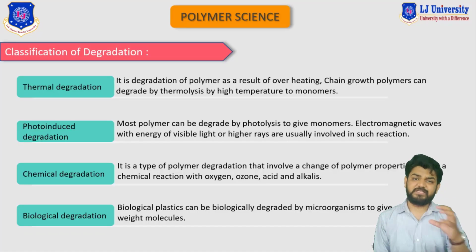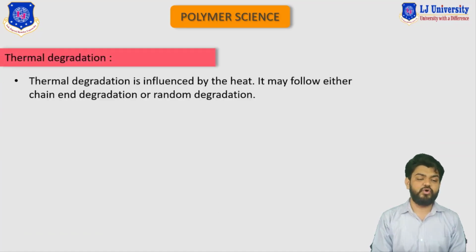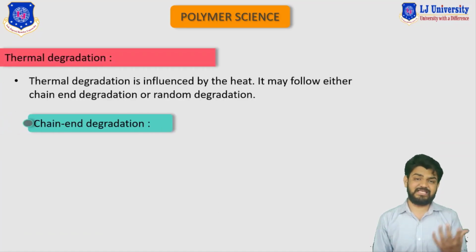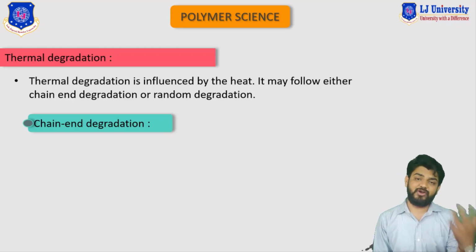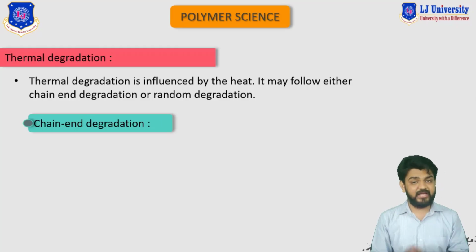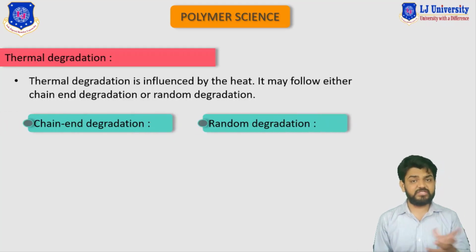Now let's specifically focus on thermal degradation first. So here on the screen you can see that this thermal degradation may follow either of the routes. That means it can be the chain end degradation process, or it can be the random degradation process. So now let's see how these two phenomena are covered in this thermal degradation process, or how the polymer actually degrades with the application of heat.